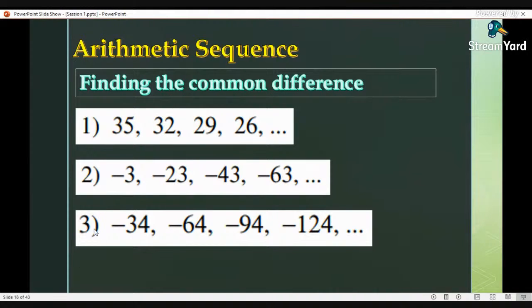For number 3, we get -64 minus -34. If we subtract them, we get the common difference as -30. So -34 plus -30, we get -64. Then -64 plus -30, we get -94. And lastly, -94 plus -30, we get -124.